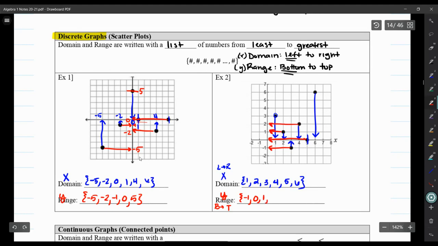This point here at 2, we want the y values, not the x's. We're doing range now. And then this final one at 6. So domain only cares about possible x values. Range only cares about possible y values. If it's a scatter plot, then we're just listing out all the x coordinates and all the y coordinates separately.